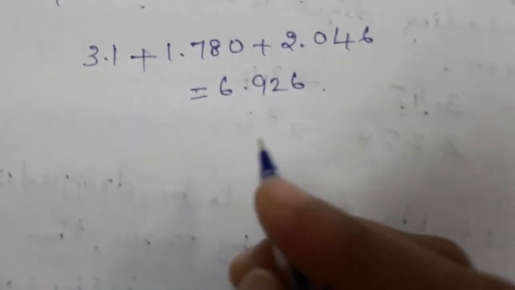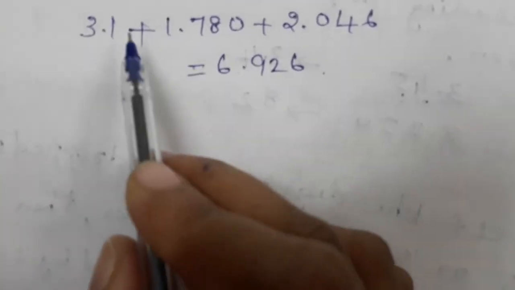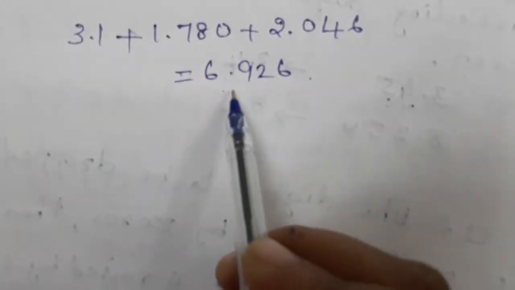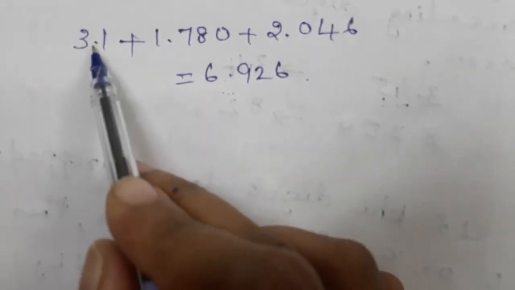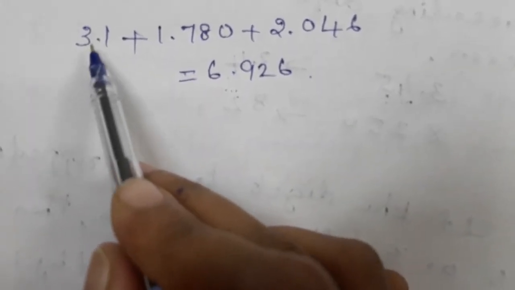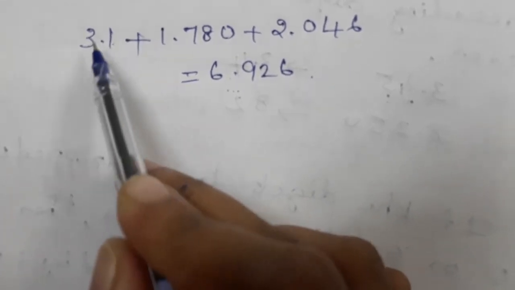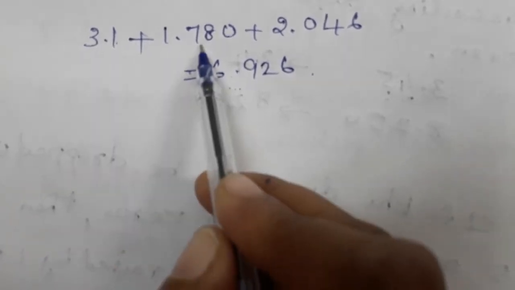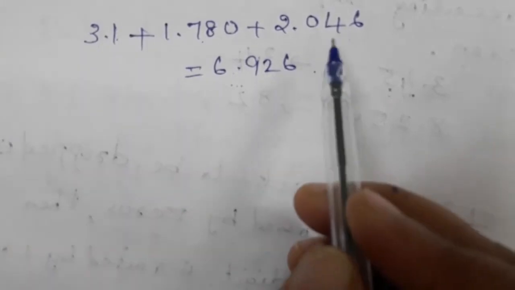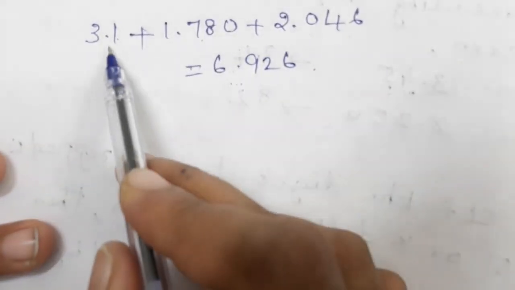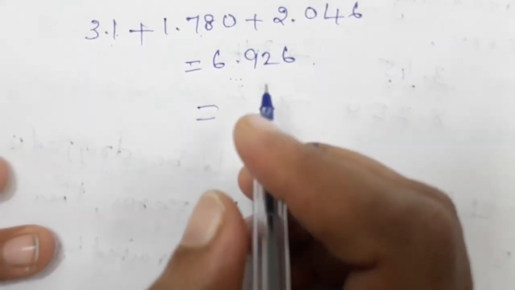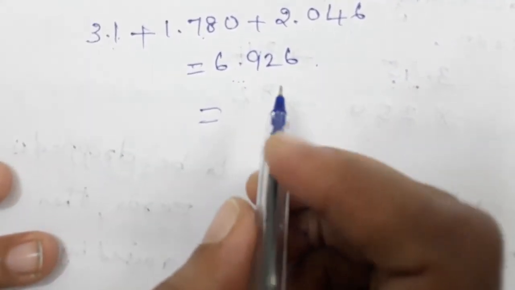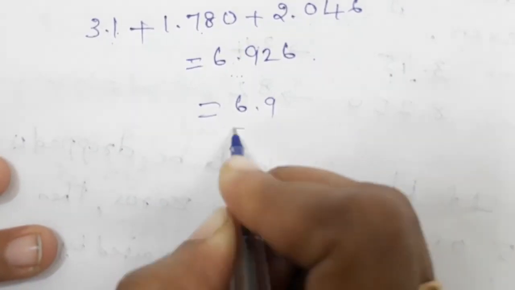How can we round off this? When we are adding the numbers, the final result depends on the number with the smallest decimal places. This has only one decimal place. After the decimal point, only one. After the decimal point, 3. After the decimal point, 3. So here it has only one. So the last answer also you have to round off to 1. So 6.9 is the answer.